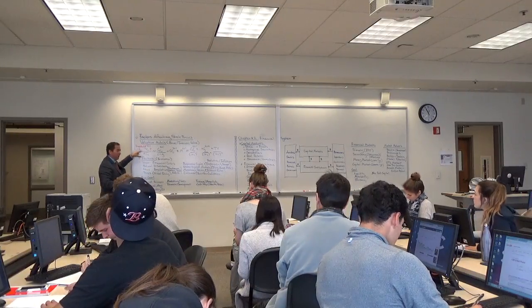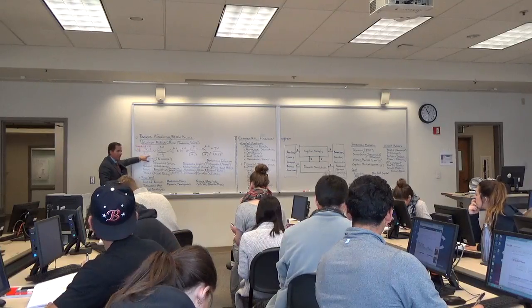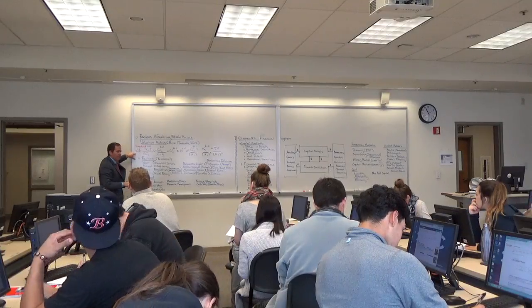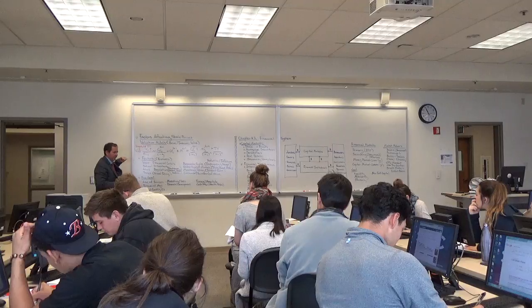So this is a bond, and this is the coupon on the bond, and this is the interest rate on the bond. If interest rates go up, bond prices go down. If interest rates go down, bond prices go up. You gotta memorize that, okay?